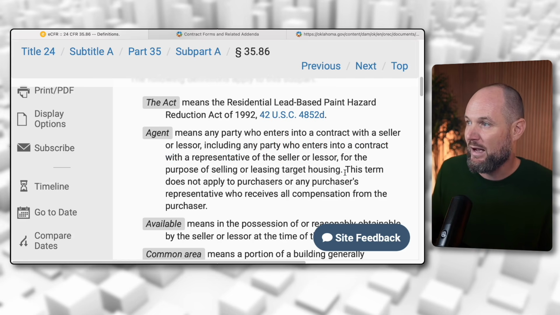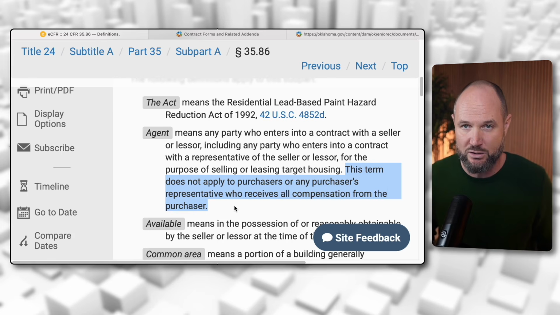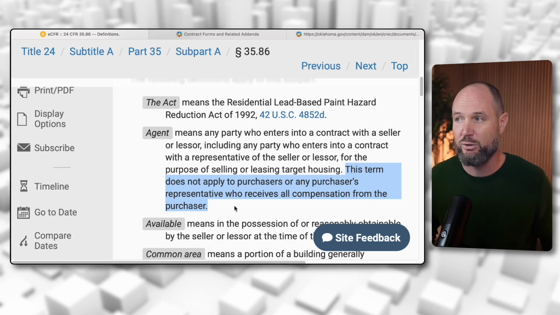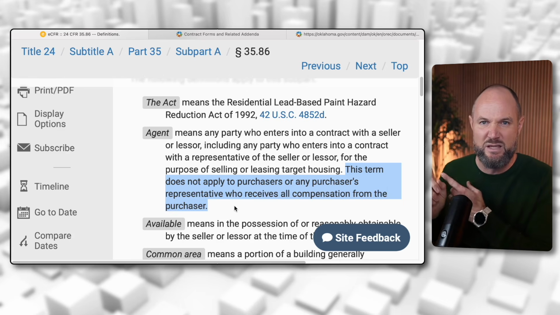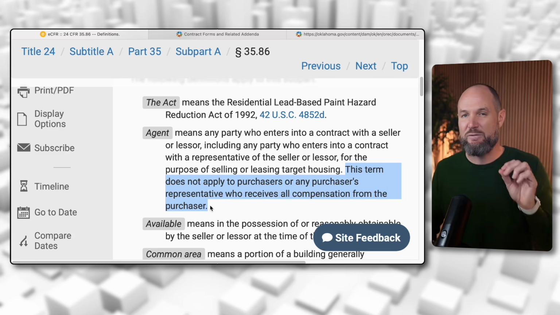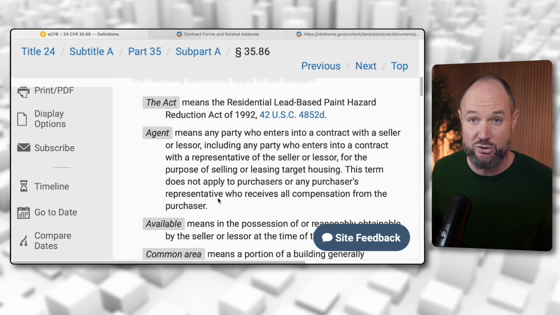Now, it does have an exception here that this does not apply to the purchaser themselves, because obviously the buyer is entering into a contract with the seller, but it also exempts any purchaser's representative, so a buyer's agent, who receives all compensation from the purchaser. So how do we reconcile this, and whether the buyer's agent is required to meet this definition and initial that blank or not? Well, I think in the vast majority of your typical transactions, you are not going to be required to initial that as the buyer's agent.